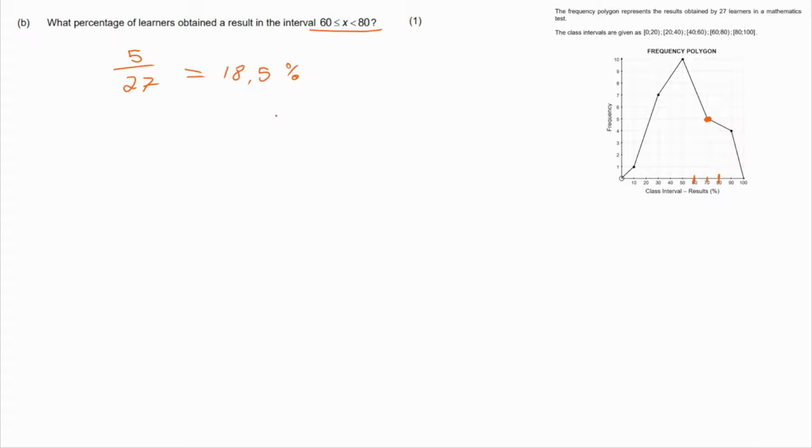Let this not confuse you. Let's make sense of this. There's a lot of percentages going on. It doesn't mean that these students got 18.5%. What it's saying is that the number of kids that got between 60 and 80 in that interval is 5, and as a percentage of the class, it's 18.5. So about 20% of the class got between 60 and 80. A lot of percentages. Don't let that confuse you. Make it make sense for yourself.